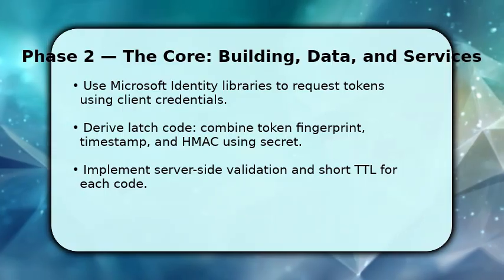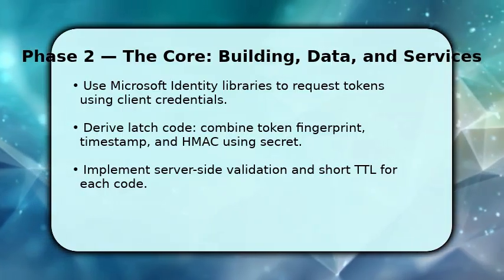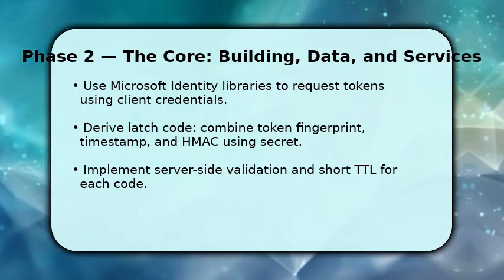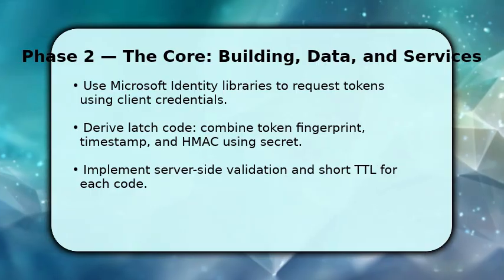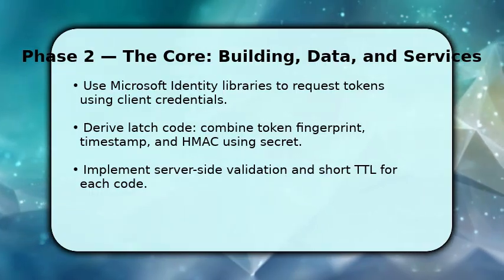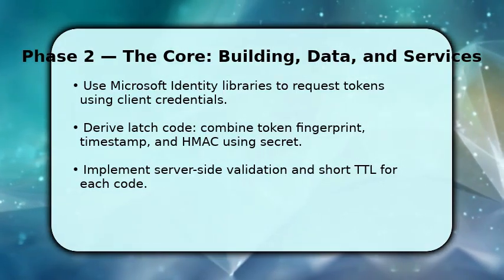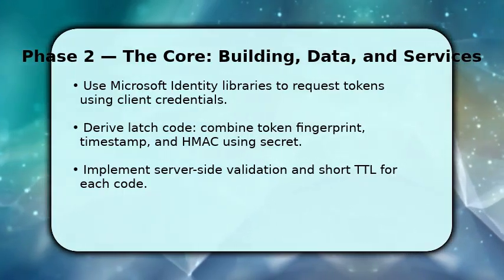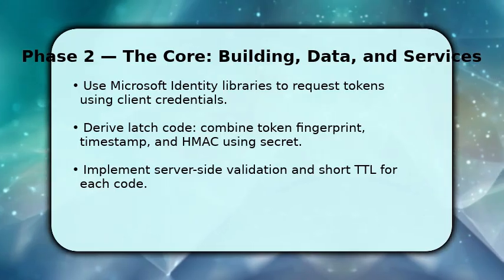Request an access token via client credentials flow using MSAL or similar. Once you have the token, compute a latch code by hashing a stable token fingerprint plus the current timestamp and an HMAC with your client secret. This binds the code to your identity and time window. Make sure to set a short TTL and avoid predictable inputs.